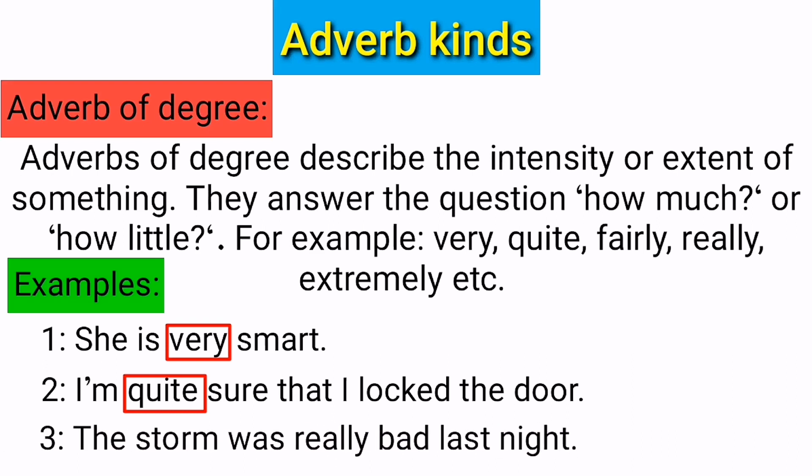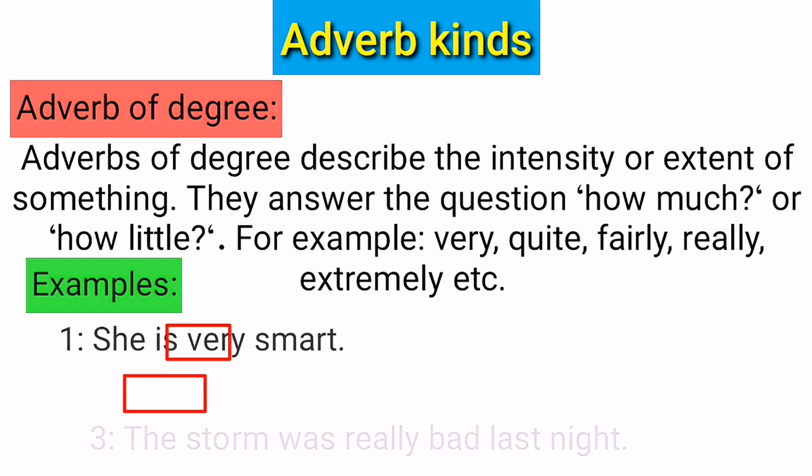The storm was really bad last night. In the sentence, the adverb of degree is really. It modifies the adjective bad, which means that it tells us how bad the storm was. The adverb really intensifies the meaning of the adjective, so we know that the storm was very bad.